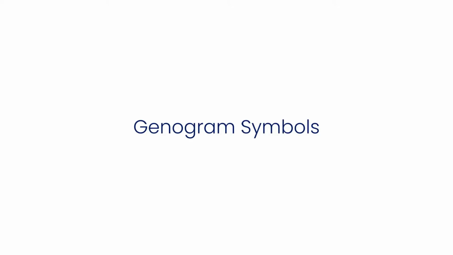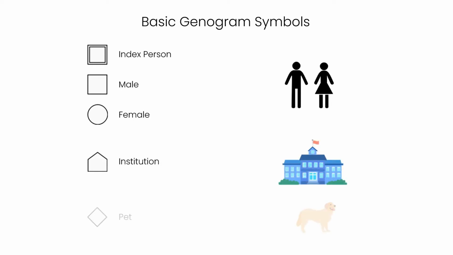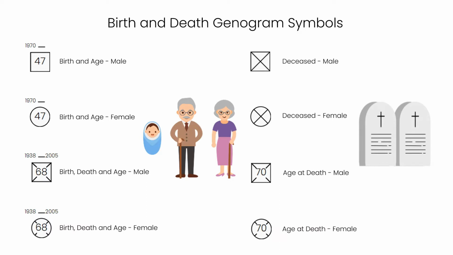First, let's see a few genogram symbols. Basic genogram symbols. These are the symbols for index person, male and female, institution, pet. Birth and death genogram symbols. These are the symbols depicting birth, age, and death. These are used for people who are deceased.